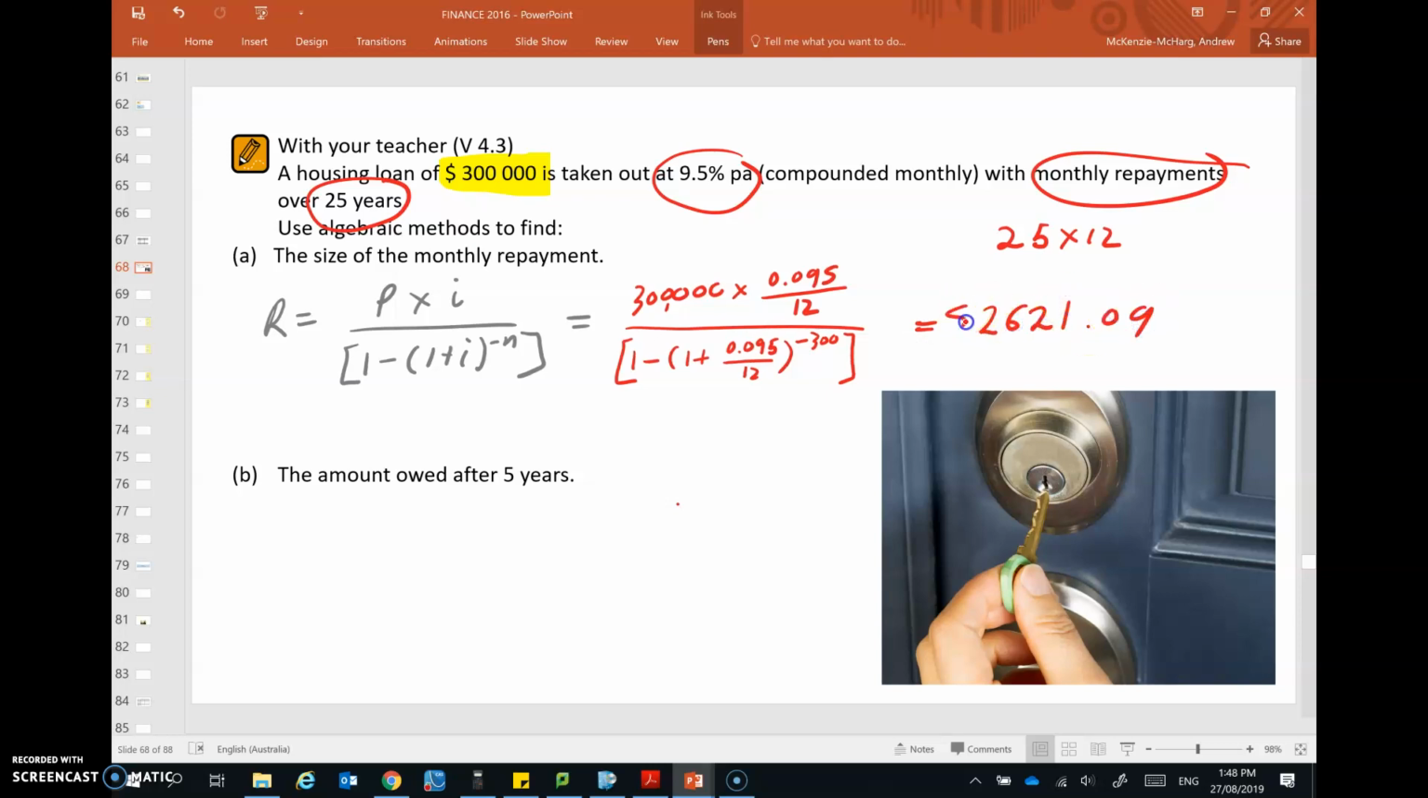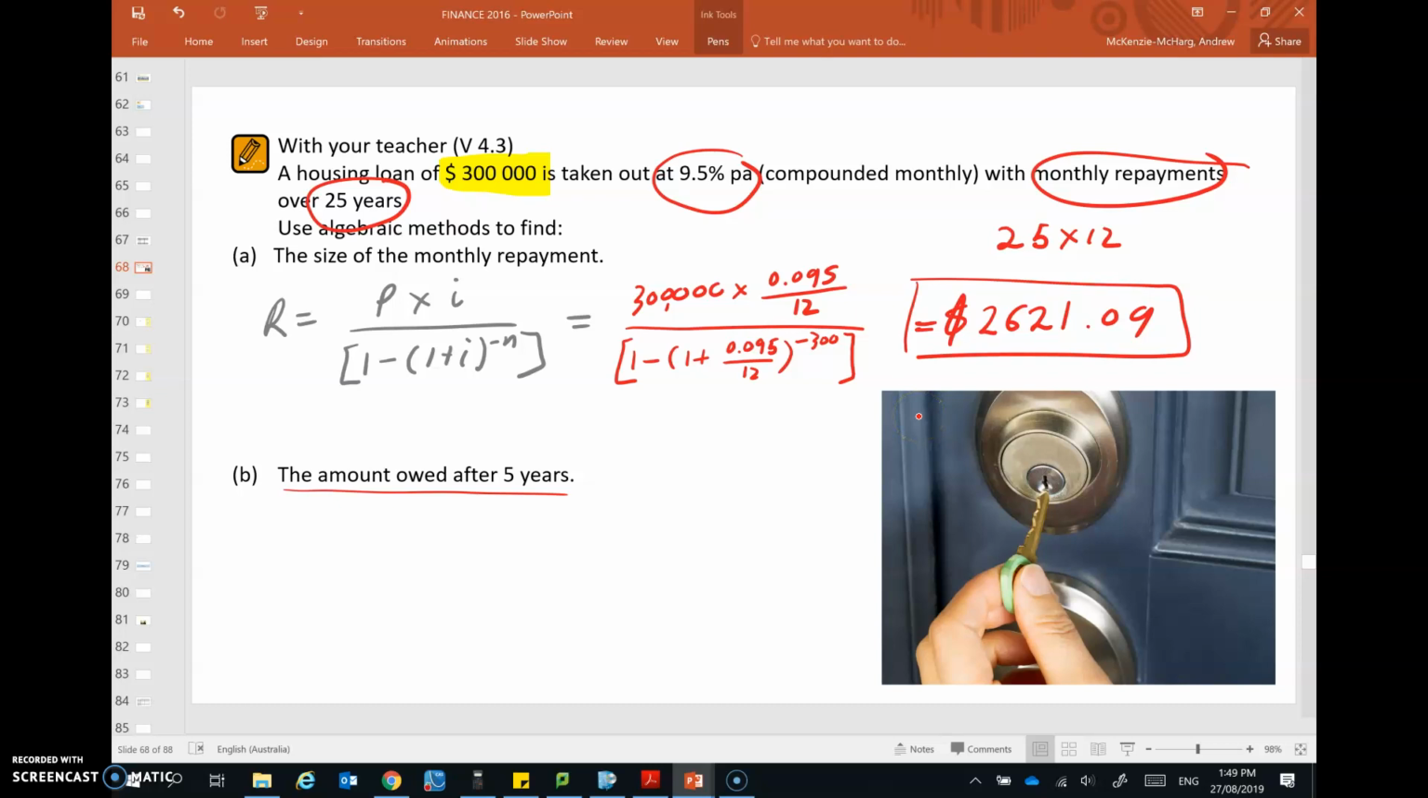So if this person wants to pay off this housing loan in exactly 25 years paying monthly, that's what they'll have to pay each month. So let's continue on then. They're asked now the amount owed after 5 years. This is really similar to the previous video. The new part of this video was looking at this part A, but the rest of this example is useful, so we'll continue the video.